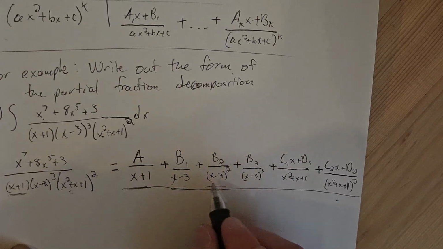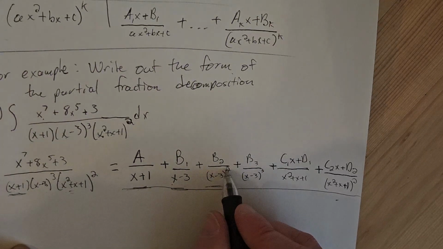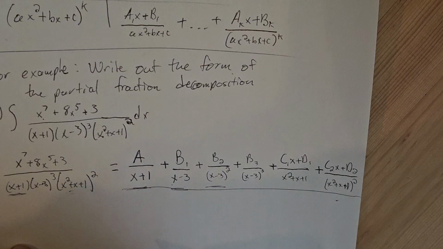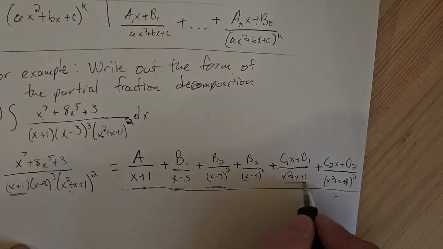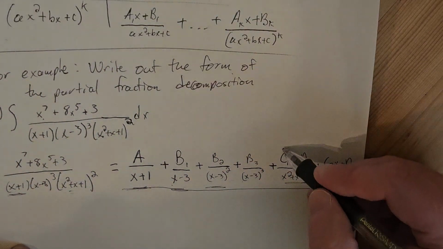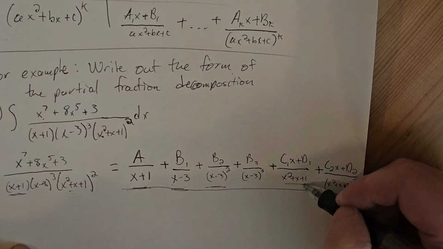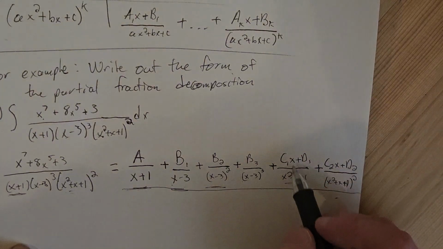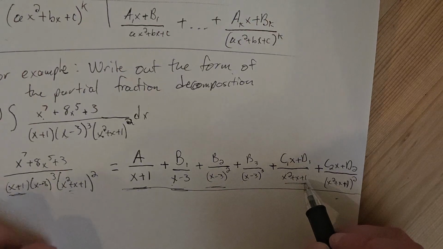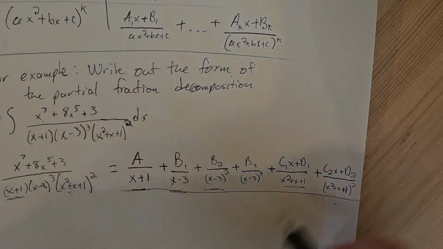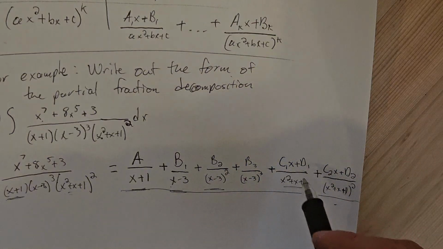This is going to be a u-sub with u equal to x minus 3. And so we're going to get something like u to the negative 2, which we can integrate, and u to the negative 3, which we can integrate. And then we've seen stuff like this. Here we can factor it into Cx over x squared plus x plus 1. And then we will be able to deal with that.